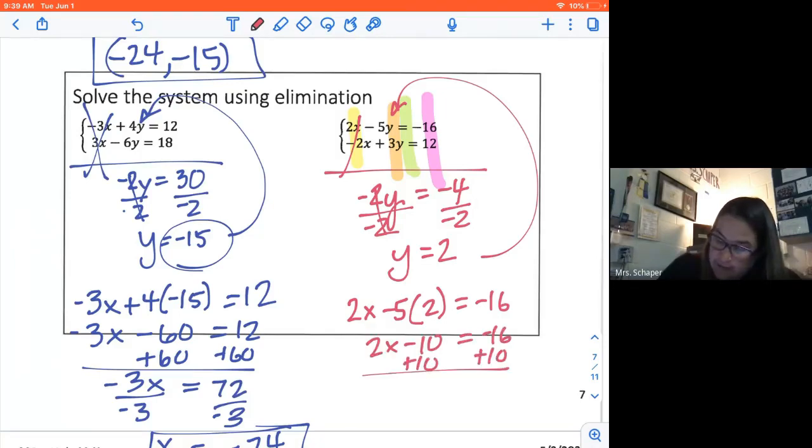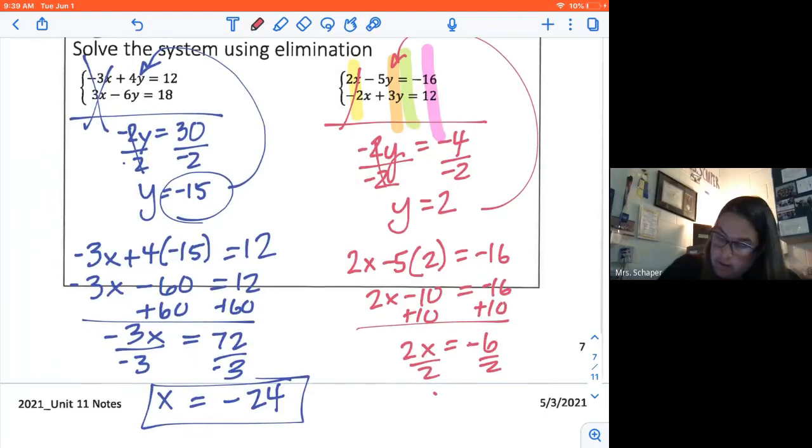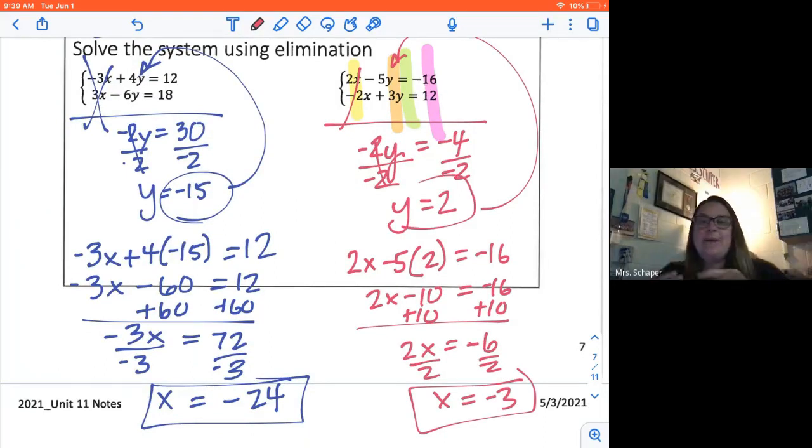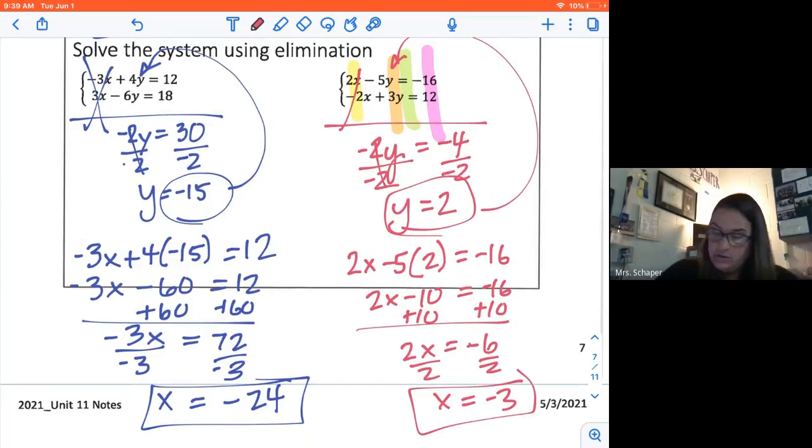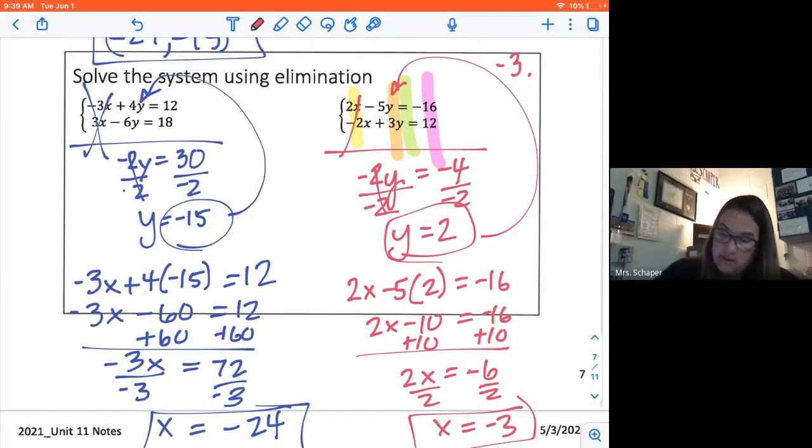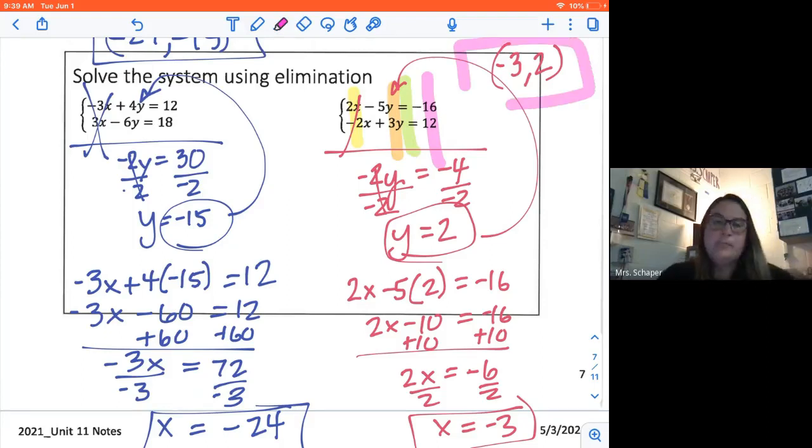Add 10 to both sides. 2x equals negative 6. Divide by 2. X is equal to negative 3. So what I'm doing is utilizing my equation solving skills, my substitution solving skills like we worked on earlier in the year, and it's all coming full circle right now. So the answer is negative 3, 2, and I'm going to write it as an ordered pair: negative 3, 2.